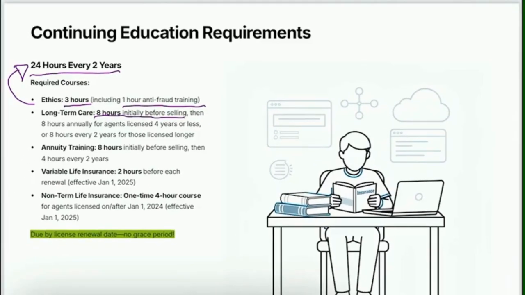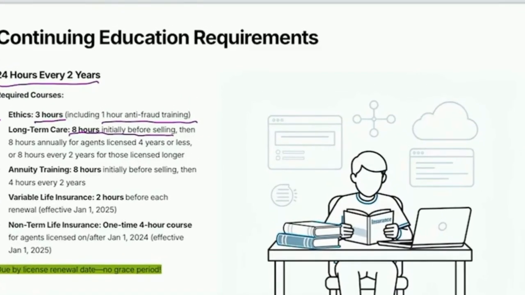So after you get your license and you want to sell long-term care products, you're going to have to go through an 8 hours long-term care class. A lot of times, the company that you're going to be appointed with is going to set you up with these additional ones that we're talking about, okay? They're going to put you in a long-term care class and an annuity training class. They're going to have this set up.